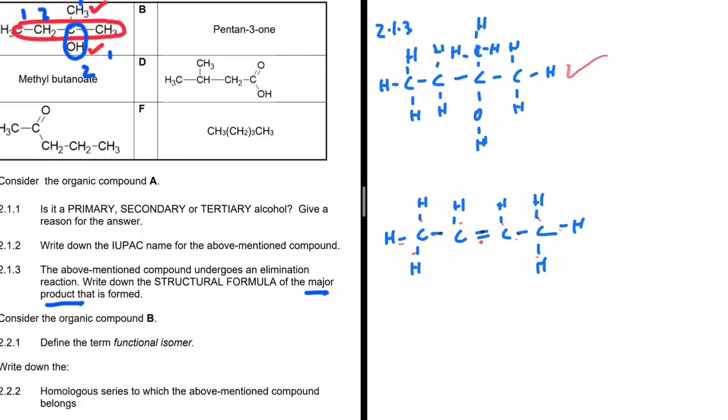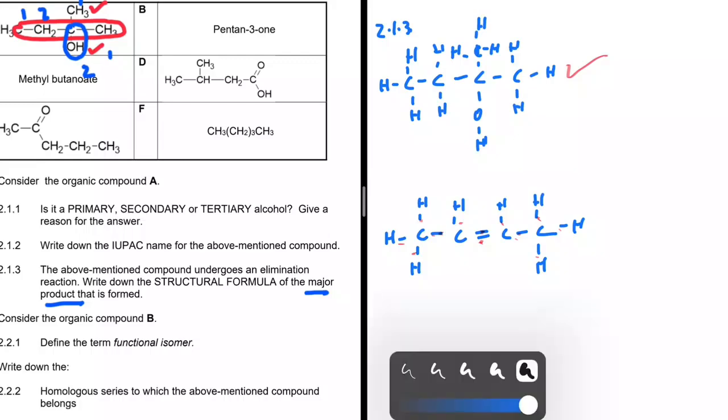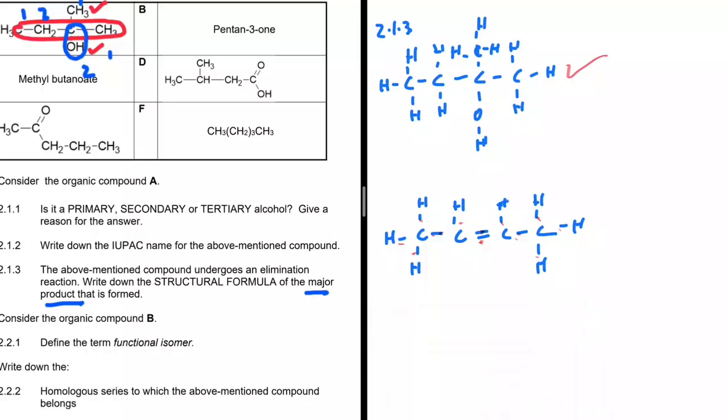We also need our branch. I'm forgetting to put the branch here, because we have a branch on the second carbon. So we don't have a hydrogen here, but rather we have a branch. That is what we are dealing with. Let's check if the number of carbons is still intact: 1, 2, 3, 4. Okay, I'm happy with that. All right, let's move to the question that follows.